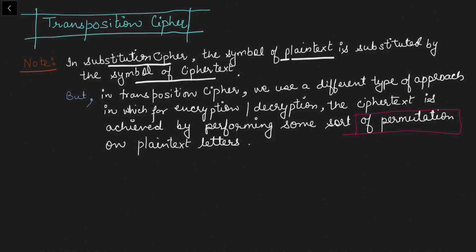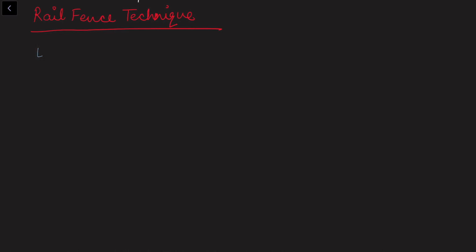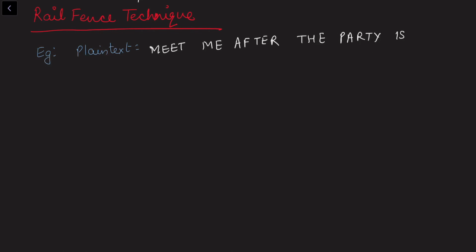Now for this approach let us consider the first transposition cipher technique, that is the rail fence technique. Let us consider an example, where the plain text given to us is: meet me after the party is over. Here we write each letter of plain text as a sequence of diagonals and then read off as a sequence of rows.